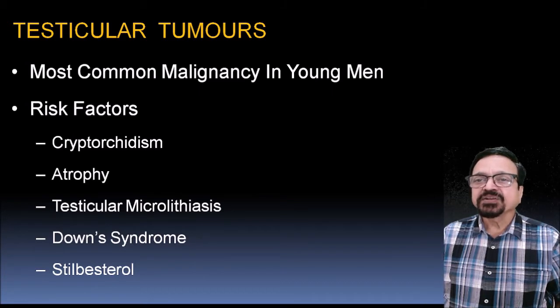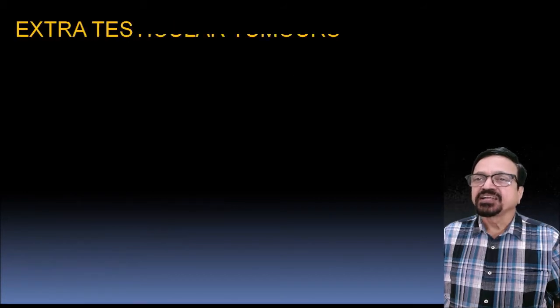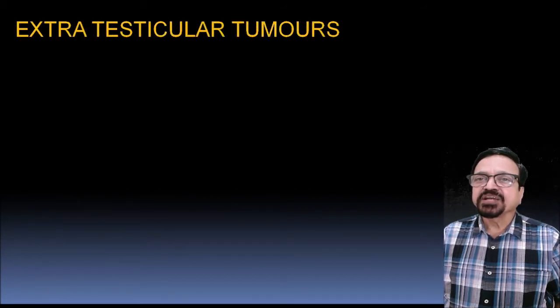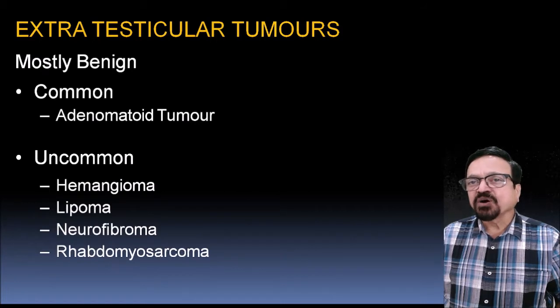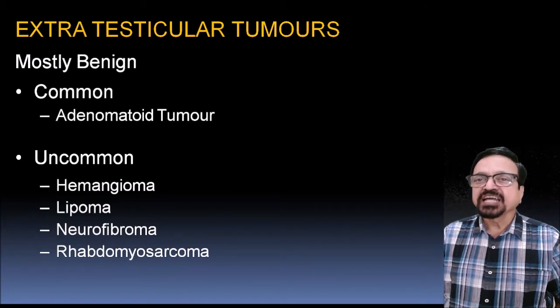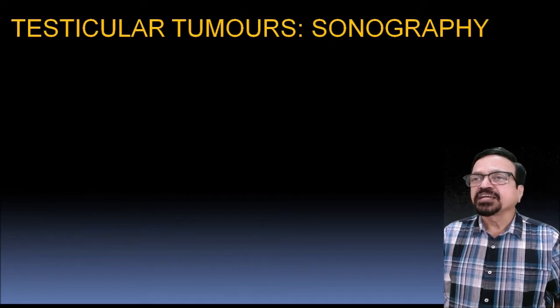The risk factors include cryptorchidism, atrophy, testicular microlithiasis, Down syndrome, and Klinefelter syndrome. Now extratesticular tumors, which are already covered in some other lecture, are adenomatoid tumors, then less common are hemangiomas, lipomas, neurofibromas, and rhabdomyosarcomas. They are already covered in some other lecture.